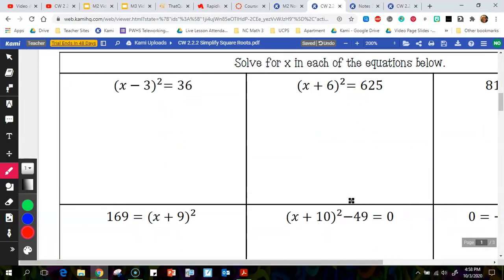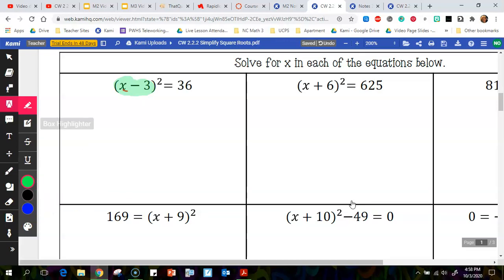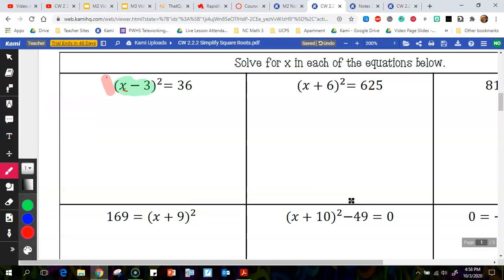All right. So the next section, these are still quadratic equations, but the 2 is on the outside of a binomial. So the first thing we have to do in these types of equations is, when you have this part isolated, in other words, there's not a plus something or minus something here or over here, then you can go ahead and take the square root on both sides. So if we take the square root here and the square root here, what we get is x minus 3 equals the square root of 36.